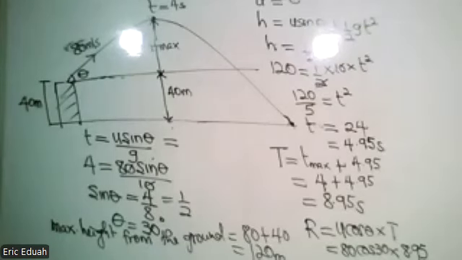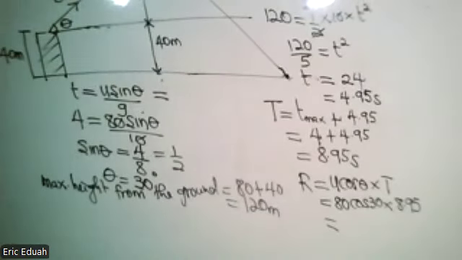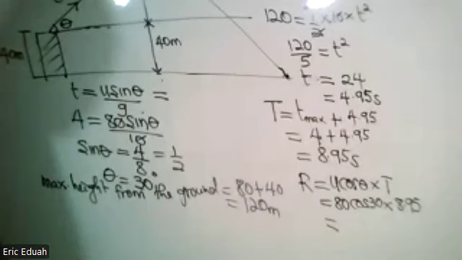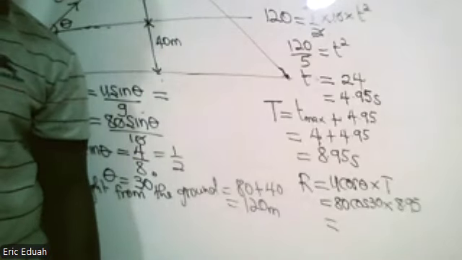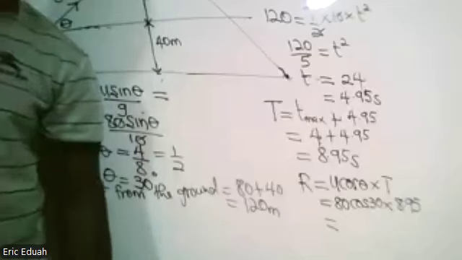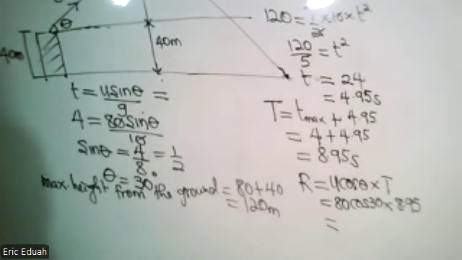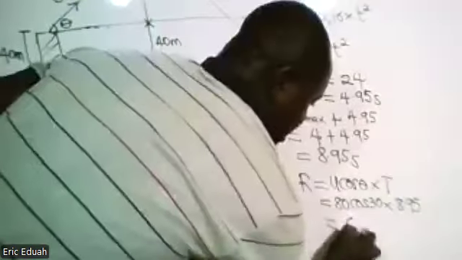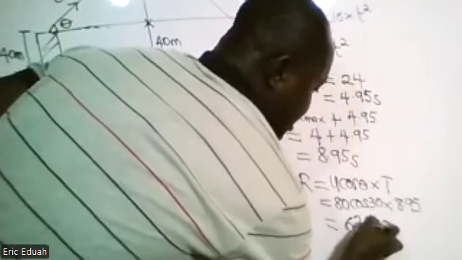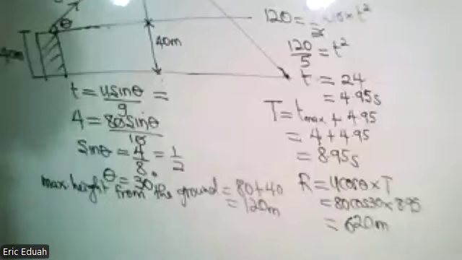What have we had for the range? When you calculate? Calculate it for me. 80 cos 30 times 8.95. 624... 620.07. Okay, so 620 points. I think approximately 620.